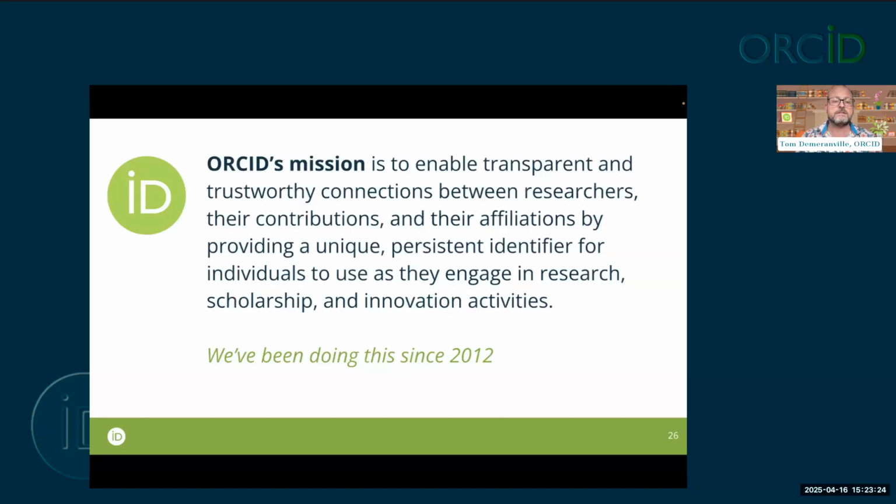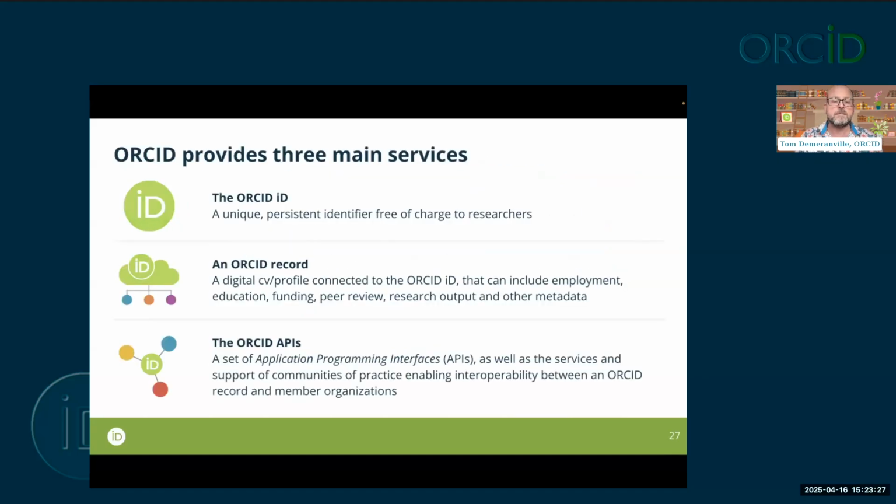And we do that in a number of ways, through these three main services, right? So we provide the ORCID ID, which I think everyone here will be familiar with, which is a unique persistent identifier, free for all researchers to use and to create. We provide an ORCID record, which is the digital CV or profile, all the metadata that's attached to that ORCID ID, which again can include employment, which has RORs, education, which can have RORs, funding, peer review, research outputs, and all sorts of other metadata as well, including email domain metadata, which I'll talk about in a bit. And we also provide a set of APIs and an annual data file so that machines can interact with the information in the registry.